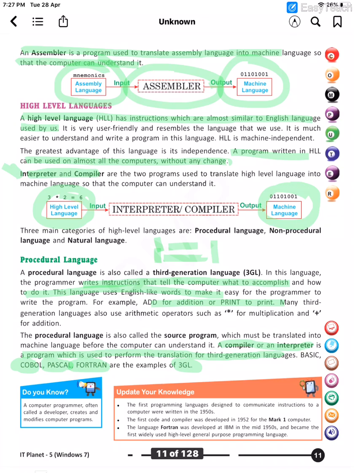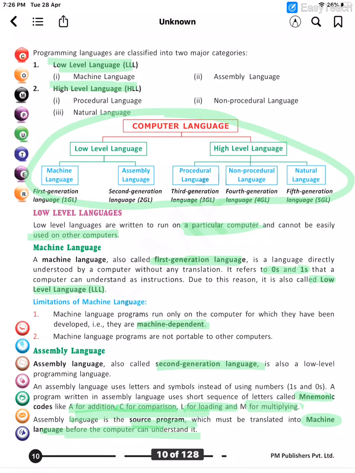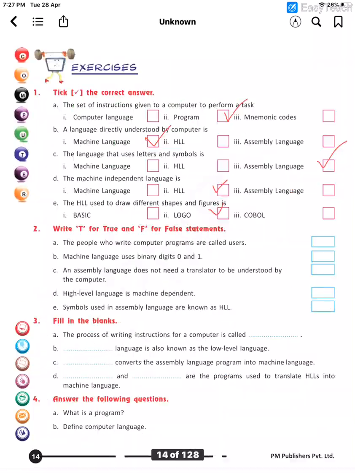Children, have you noted the answers correctly? I'm waiting for your reply. Now, true and false and fill in the blanks will be your homework. Don't forget to do this in your computer copy.